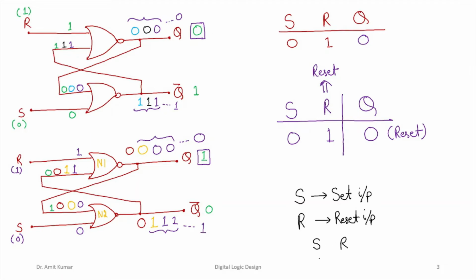If S is a 0, R is a 1, the output Q is always going to be in the reset state. If S is 1 and R is 0, the output Q is always going to be in the set state. So this Q equal to 0 is the reset state. This Q equal to 1 is the set state. And for this reason, we call the input S set, the input R reset, right? So this is regarding these two combinations of the input, right?